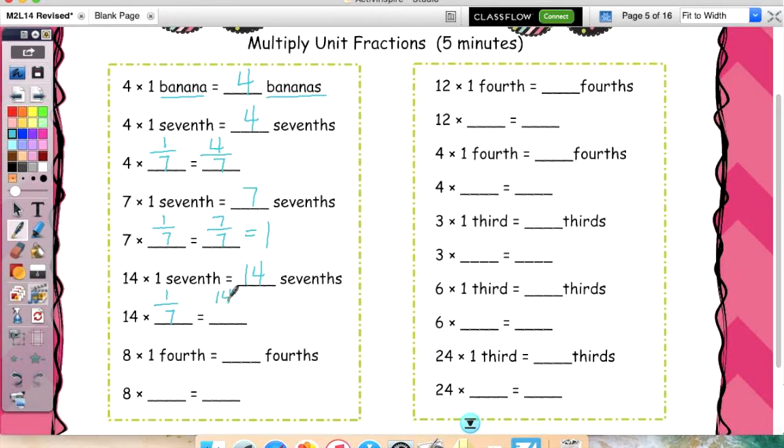Okay, 14 sevenths. Just a minute, Daniel. Don't get ahead of me. He says it's 2. How does he know it's 2 already? There's 2 sevens in there, 2 7 sevenths. What if I did 14 divided by 7? What's my answer? 2. So don't forget, boys and girls, that this is really a division problem. What's 7 divided by 7? Okay. So 8 times 1/4 would be?